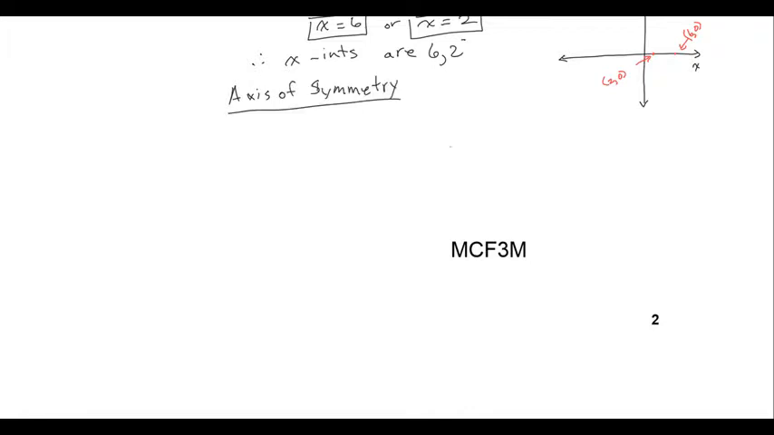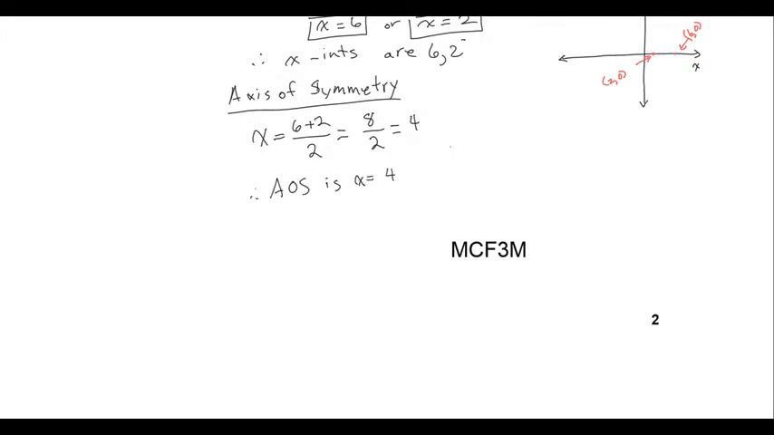Well, remember those two values. The two values for the x-intercepts were 6 and 2. And it's going to actually be in between those 2 points. So what we just have to do is add them, which ends up being 8 over 2, which ends up being 4. So we can say our axis of symmetry is x equals 4.